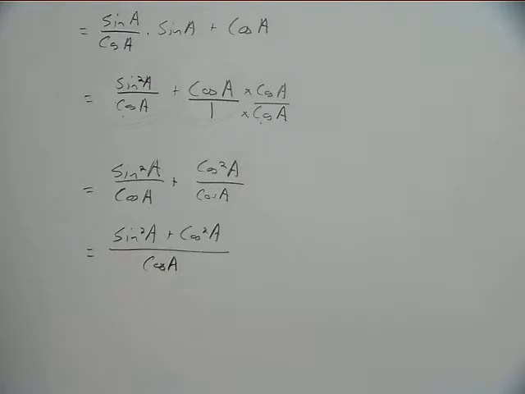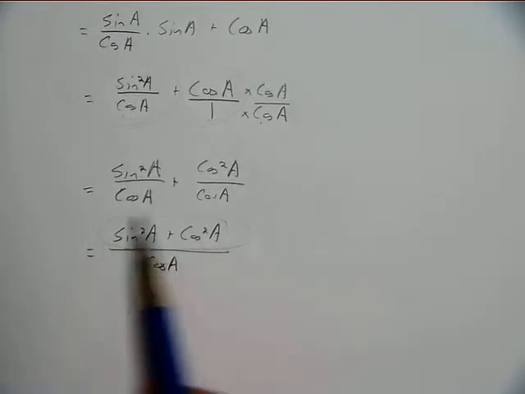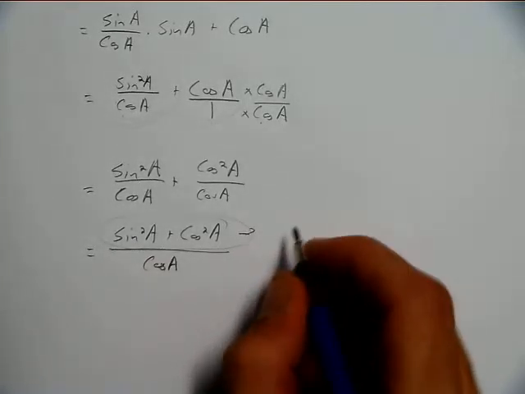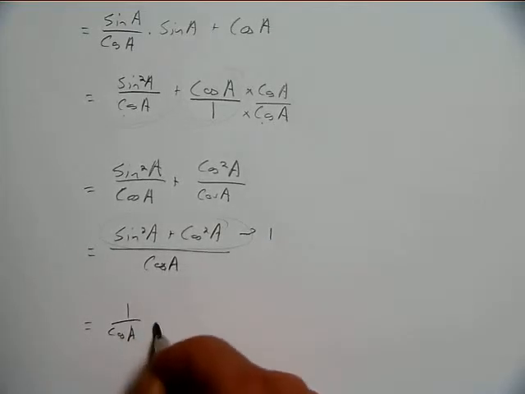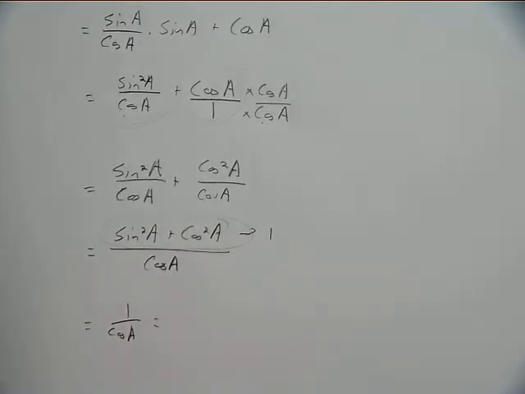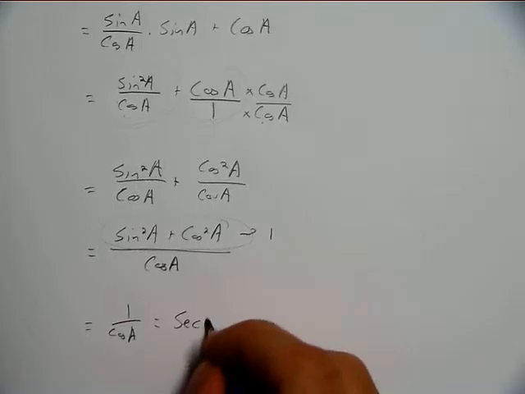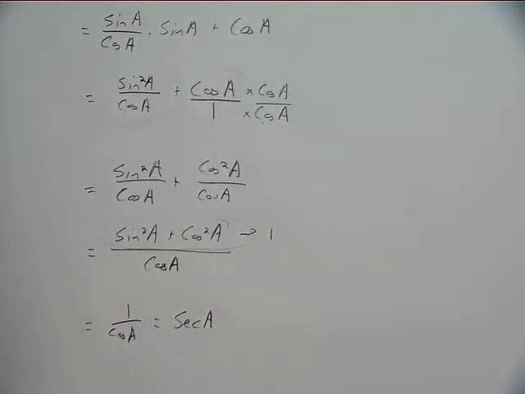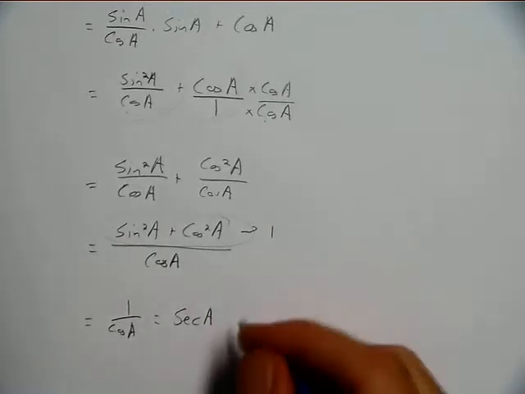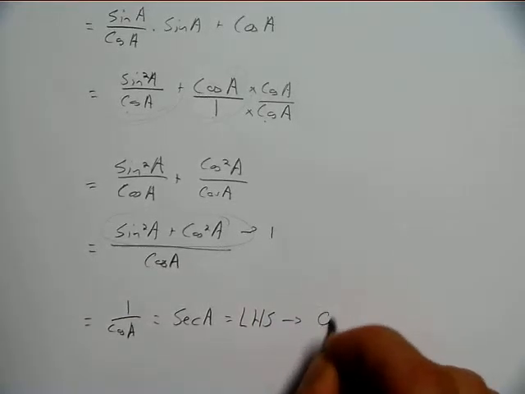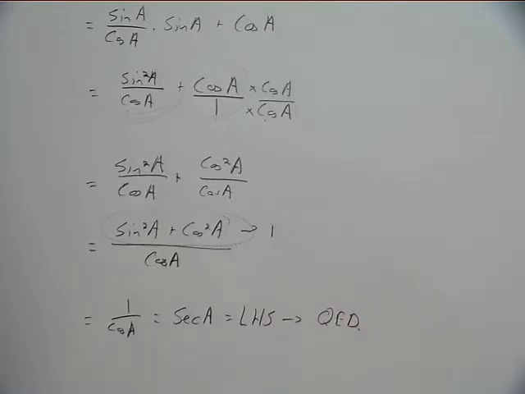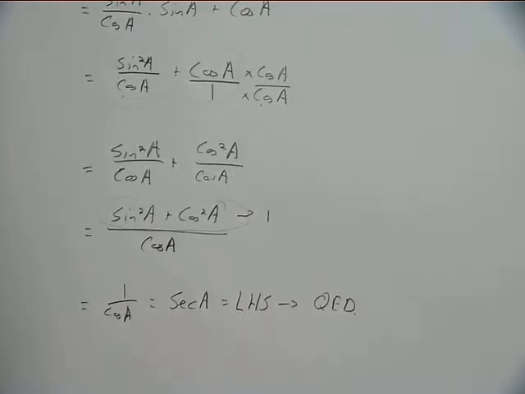What can I do with that? The top equals 1. So now I've got this sin squared A plus cos squared A, and that part goes to 1. So I have 1 on cos A. And what's 1 on cos A? Sec A. And where have I seen sec A before? On the left-hand side. QED.